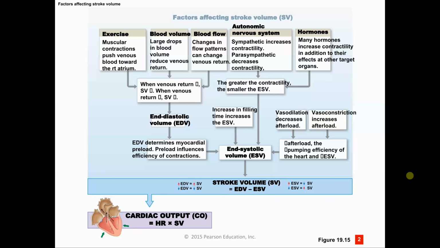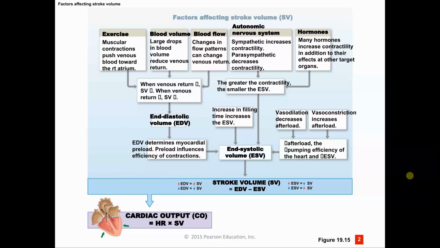Okay, the end diastolic volume is going to be what determines the stretching in those ventricles, and that preload is going to influence how efficient the ventricles can contract. So the end diastolic volume is going to directly relate to the end systolic volume. So if you don't have enough blood coming in, the preload is going to be small, your sarcomeres are going to be short, you can't forcefully contract. And that's going to leave more blood in the heart.